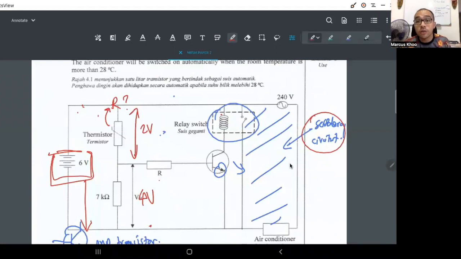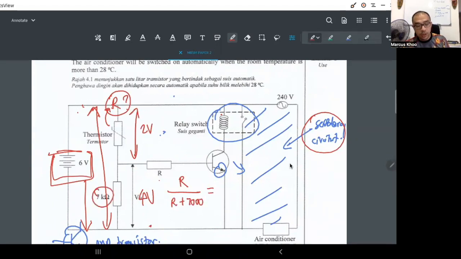So according to the potential divider formula, okay, the resistance of this, okay, can be calculated by using resistor over total resistance. Okay, total resistance is R plus 7,000. I changed the 7K to 7,000 equals to the voltage over the total voltage.